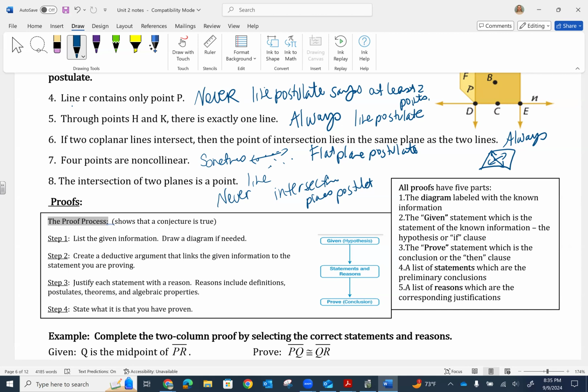Now we're going to talk about doing a proof. The proofs we do today are a little lame, I'm just not going to lie. But basically, you're going to start with some given information.